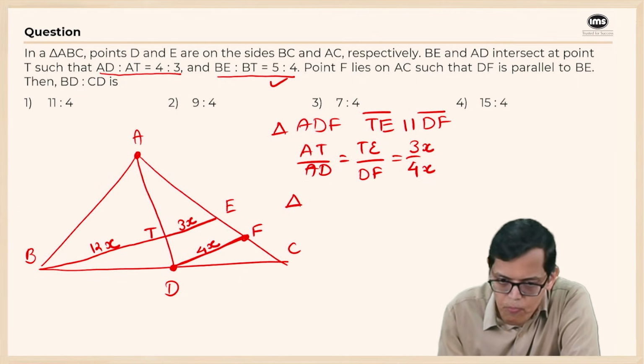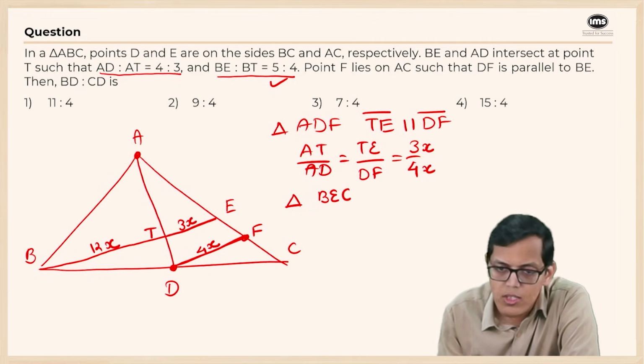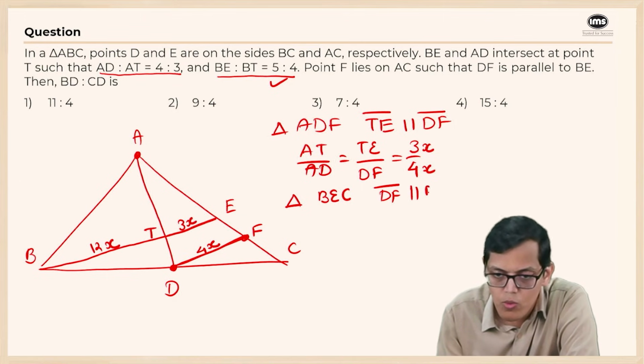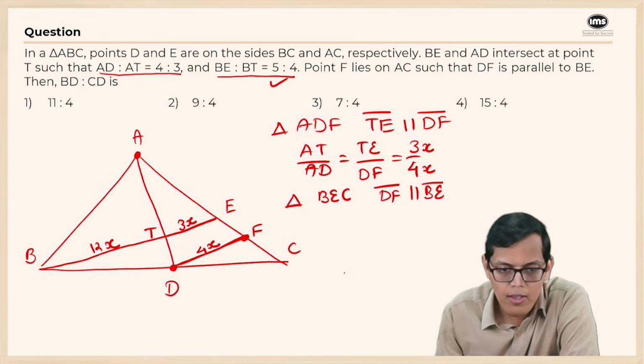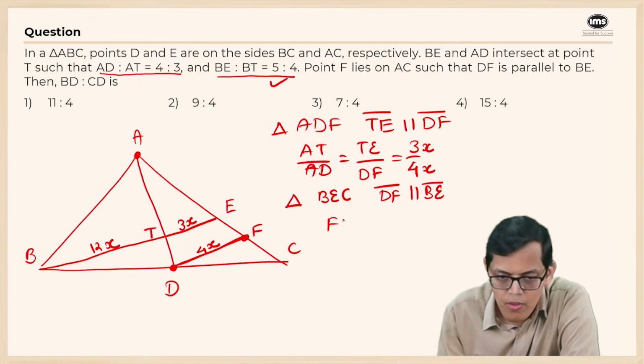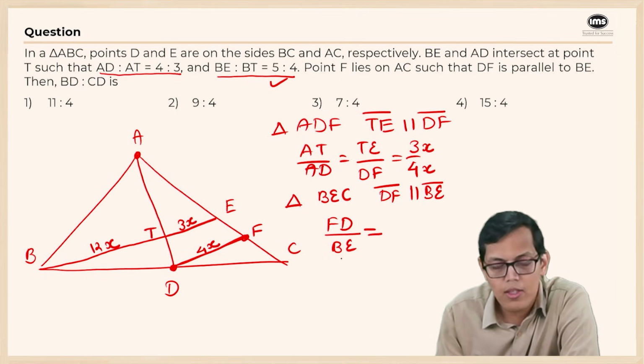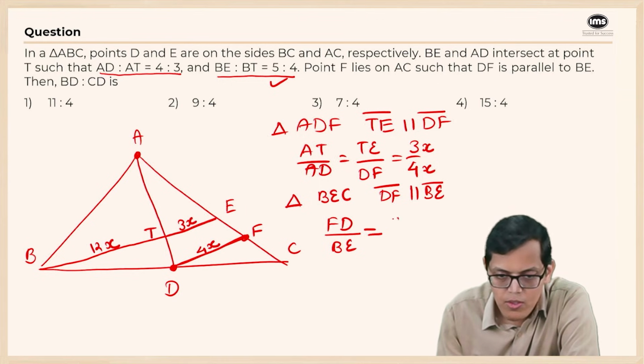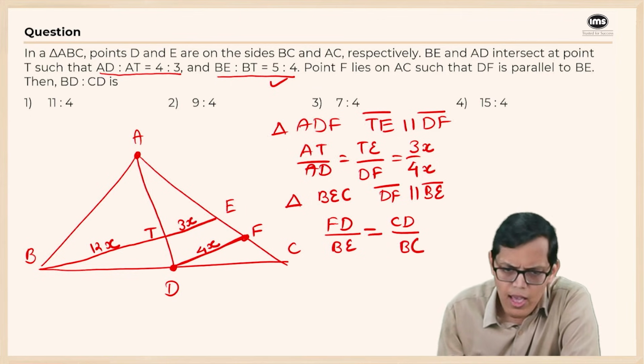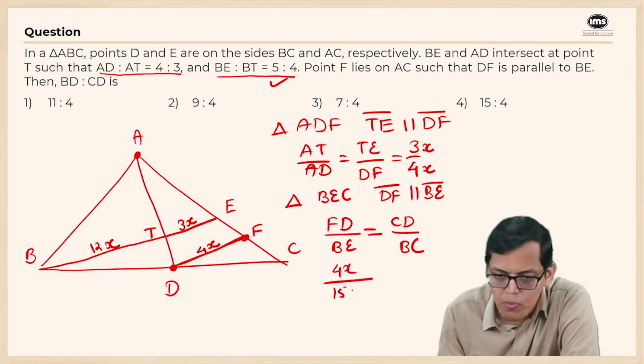So let's focus on the other triangle, triangle BEC. In this triangle, once again you can see DF is parallel to BE, and that's why the ratio of FD to BE must be the same as the ratio of CD to entire BC. FD is to BE is now visible as 4x to 15x.